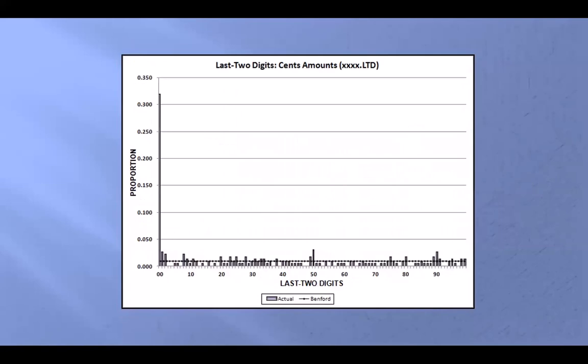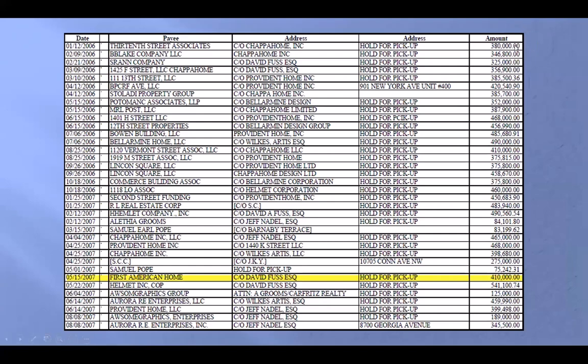The last two digits, the cents amounts, and if we are talking about overpayment refunds or that court order difference, the cents should have been evenly spread from 00 to 99, but Harriette really liked those 00s. And the 00s would be the ones here with no cents.